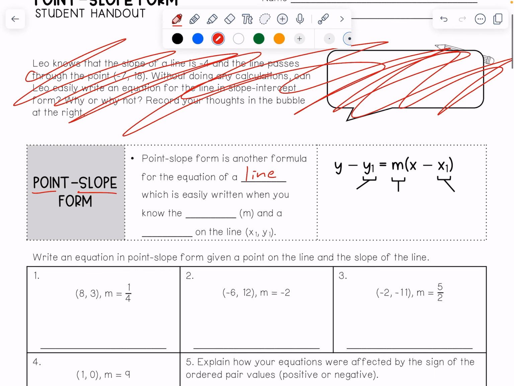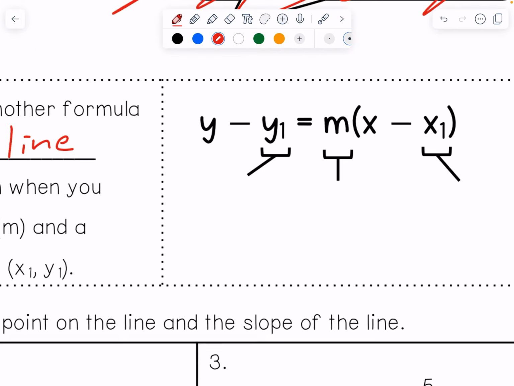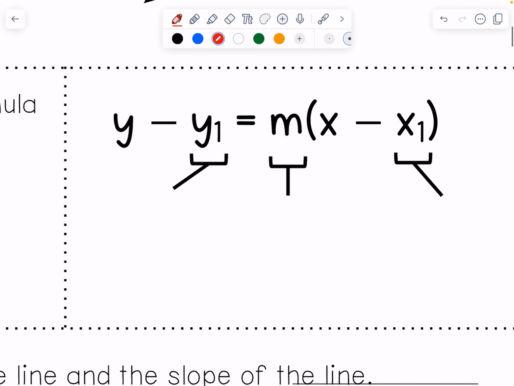It is easy to write when you know the slope and you know any point on the line, not just the intercept. Labeling this is our basic form of it. M is still our slope, but now it is in the middle. So that's nice. Slope M in the middle.